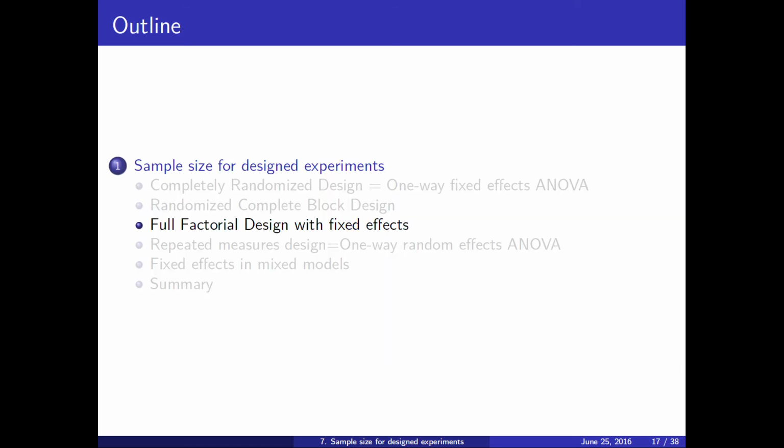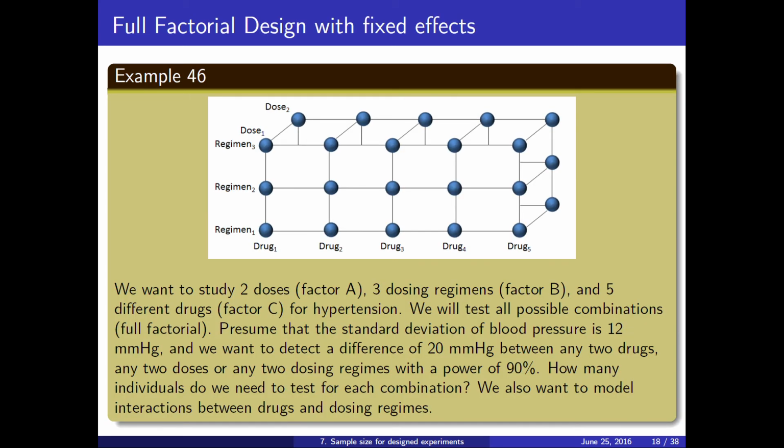Okay, so let's go with the next one, that is the full factorial design with fixed effects. Okay, so let's say that we have three factors. So we have two doses, dose 1 and dose 2, three dosing regimes. So we have three different regimes. That will be factor B, and then we have 5 different drugs.